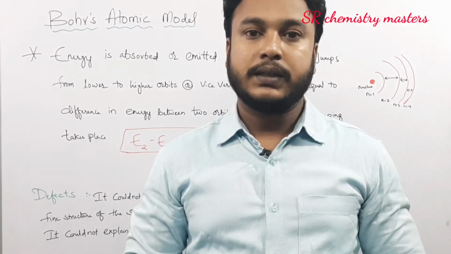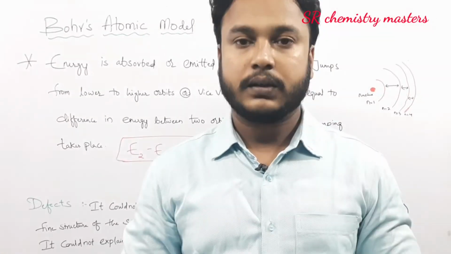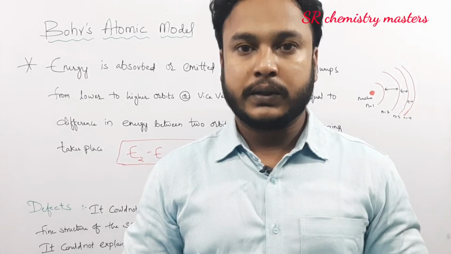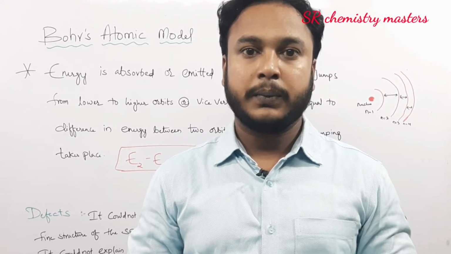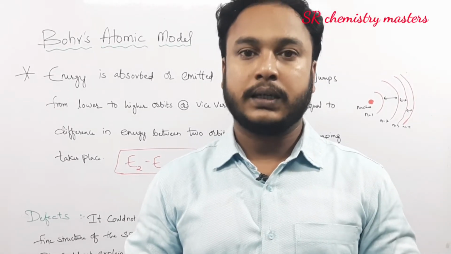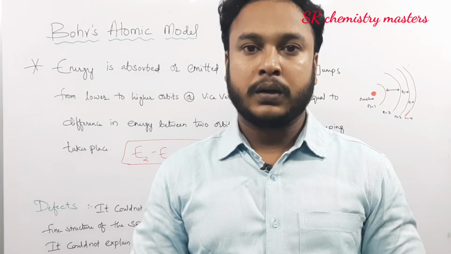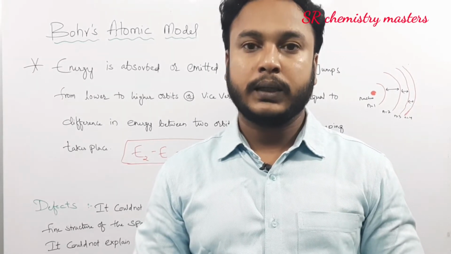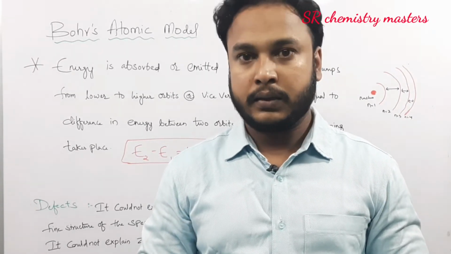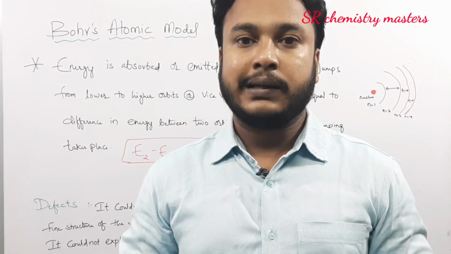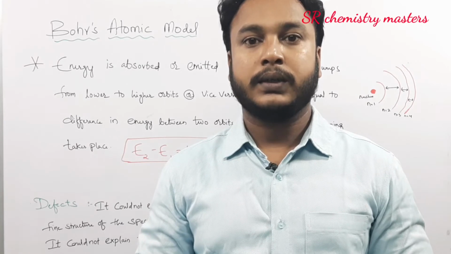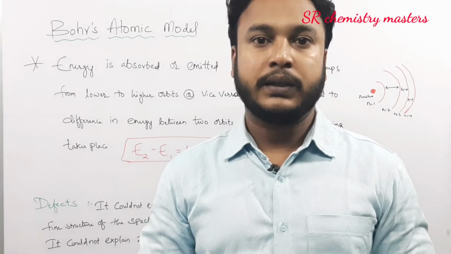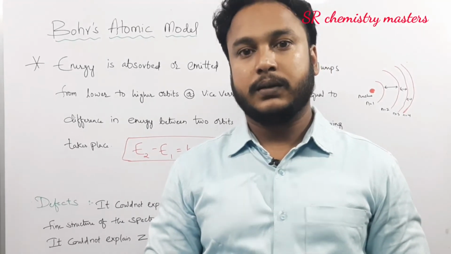Let us summarize once again Bohr's atomic model. The electron revolves around the nucleus in a specific path known as an orbit, energy level, or shell. Each shell or orbit is designated as 1, 2, 3, 4 or K, L, M, N. As long as the electron is in a particular orbit, it neither gains energy nor loses energy. That particular orbit for that electron is known as a stationary orbit.